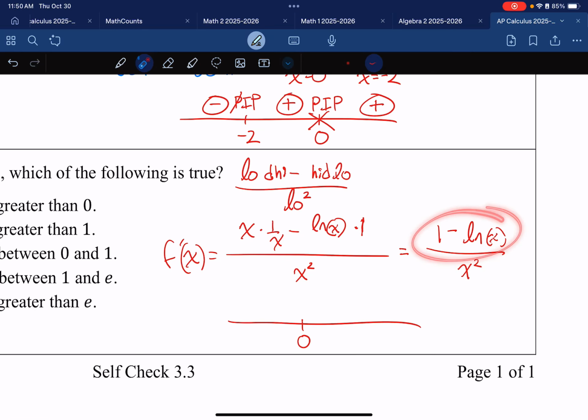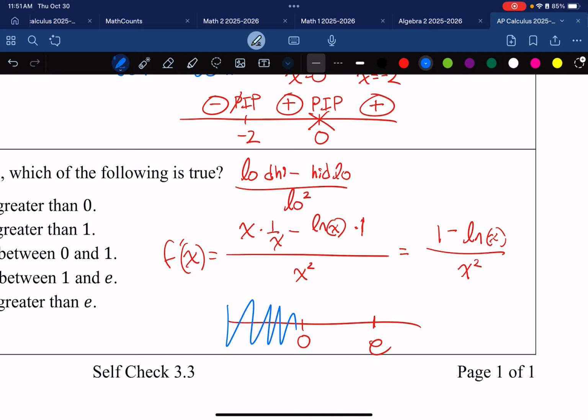Setting the numerator equal to 0 means I'll have 1 minus natural log of x equal to 0. The only way to make this thing a 1 is to plug in an e here. Natural log of e is equal to 1. Therefore, our second value is going to be e. Again, we can't plug in negative values over here on the left-hand side because I cannot plug in negative values into my natural log function. It's outside of the domain, so I can cross off that area.